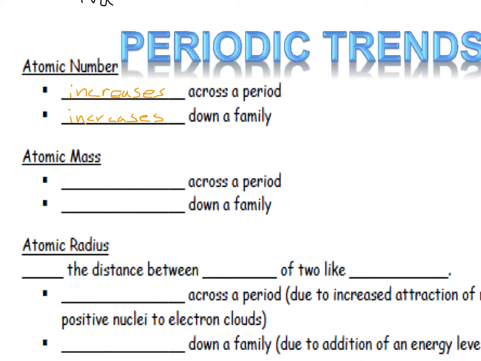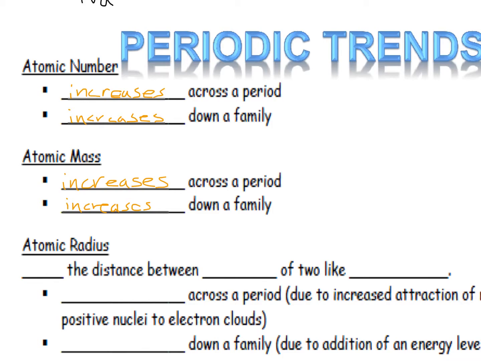Atomic mass should follow this same trend because our mass is based off of our protons plus neutrons. So if our number of protons is increasing going across a period, then my mass should be increasing going across a period. And my mass should be increasing going down a family.